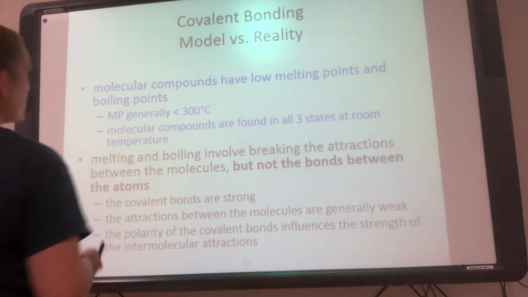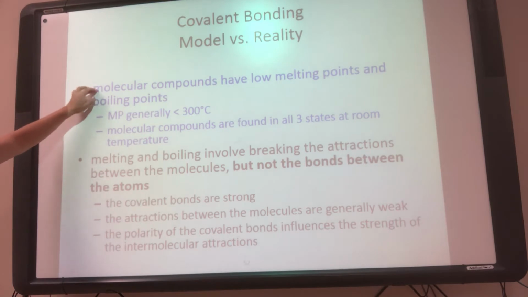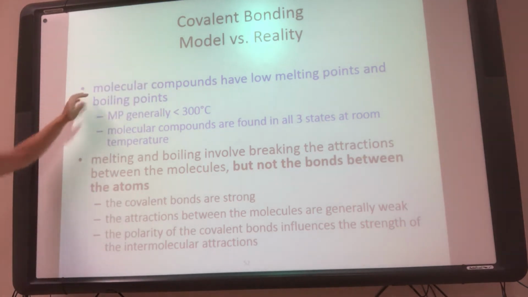So let's talk about some characteristics of molecular compounds. Remember, molecular compounds are those that do covalent bonding, that do the sharing. So molecular compounds have low melting and boiling points. And when I say low, it's generally going to be less than about 300 degrees Celsius. So that's kind of what I mean by low.